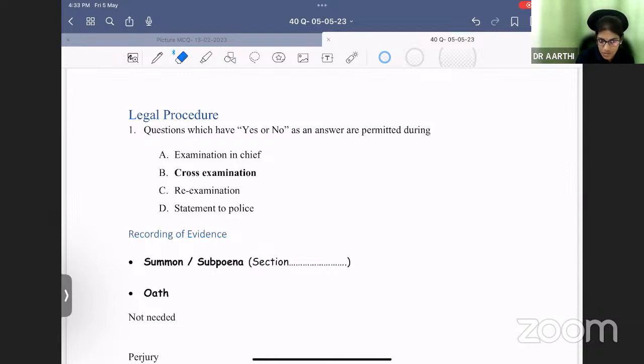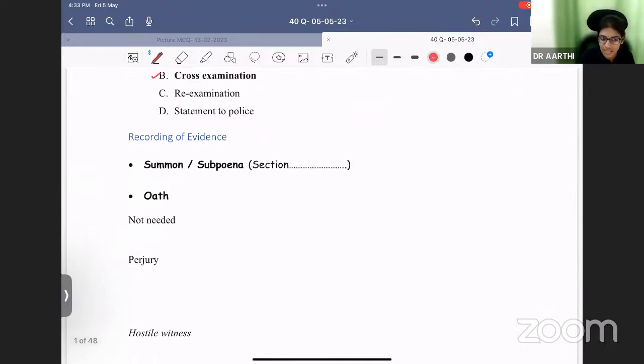Questions which are yes or no questions are known as leading questions, and they are asked in the cross-examination. Now, recording of evidence: we are going to get a summons, or a subpoena. A summons is the document that tells me I have to be in the court at this particular time and date. If I get summons on the same day from a higher court and a lower court, I go to the higher court. If both are the same level, like magistrate courts, I prefer to go to the court for which I received the summons first, but I should always intimate the other court.